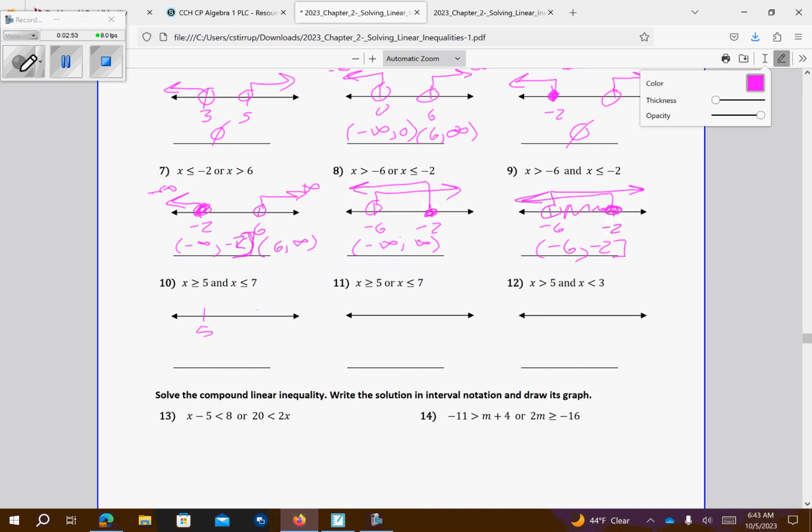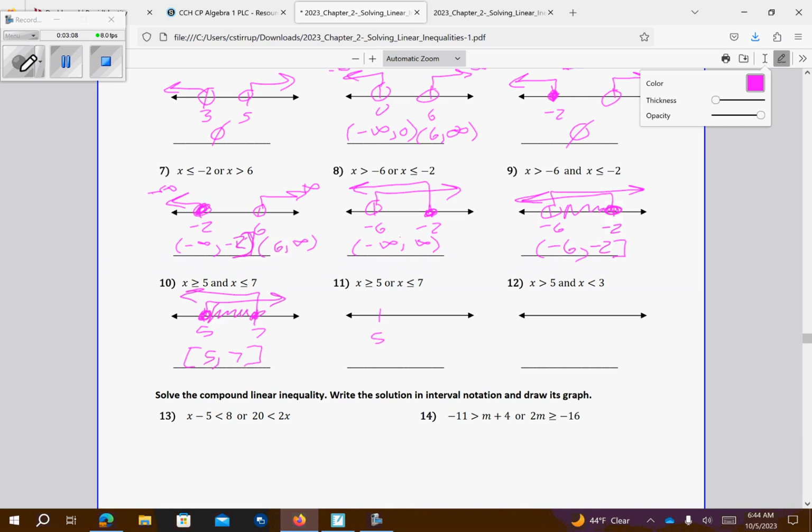I have 5 and I have 7. I have a solid dot on the 5. That goes this way. I have a solid dot on the 7 going this way. I want overlap. So this is going to be square brackets on both because they both have equal signs.